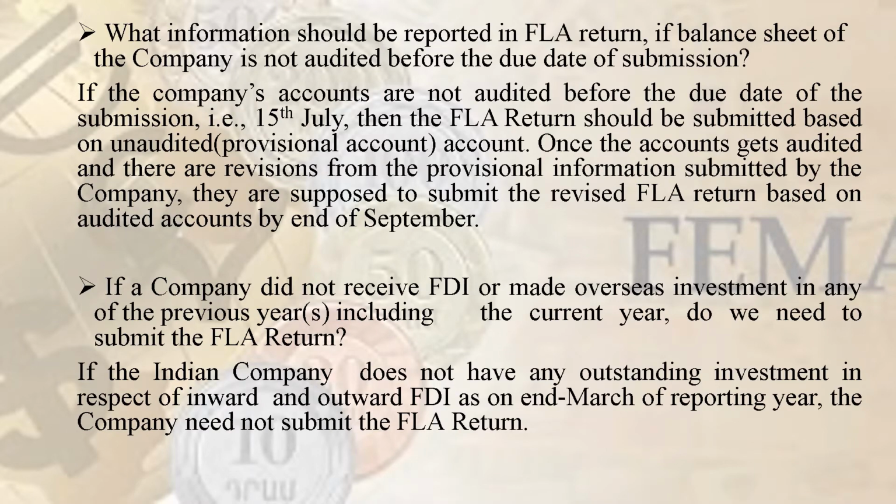What information should be reported in the FLA return if the balance sheet of the company is not audited before the due date of submission? If the company's accounts are not audited before the due date of the submission, that is 15th July, then the FLA return should be submitted based on unaudited, that is provisional accounts. Once the accounts get audited and there are revisions from the provisional information submitted by the company, they are supposed to submit the revised FLA return based on audited accounts by end of September.